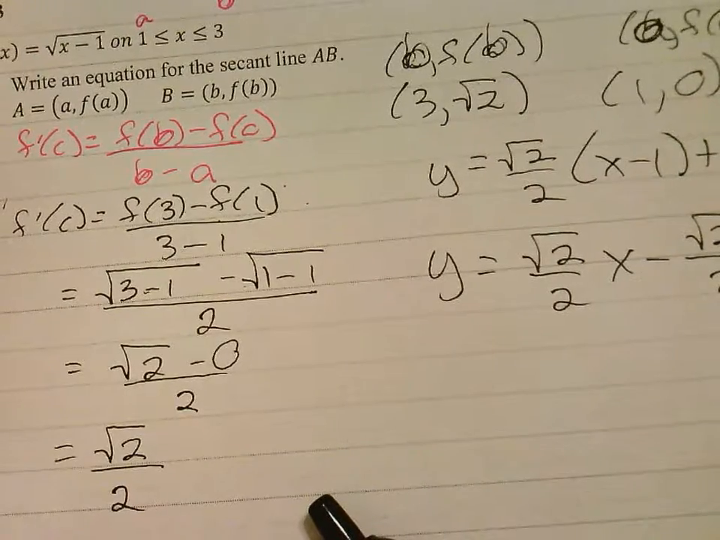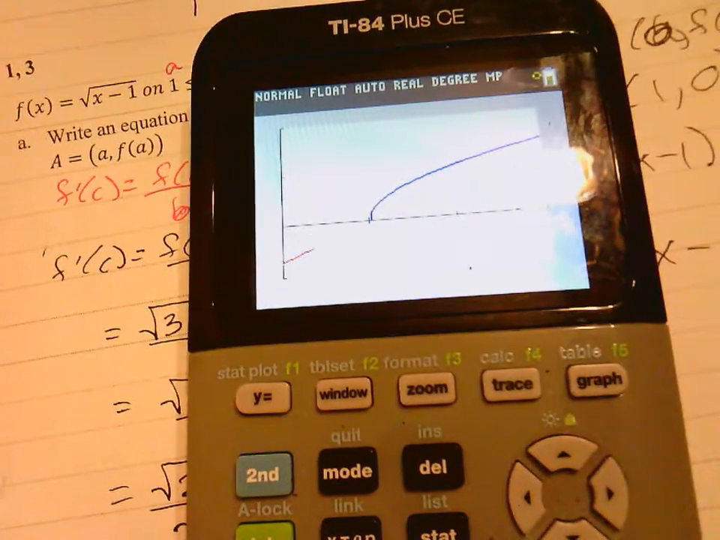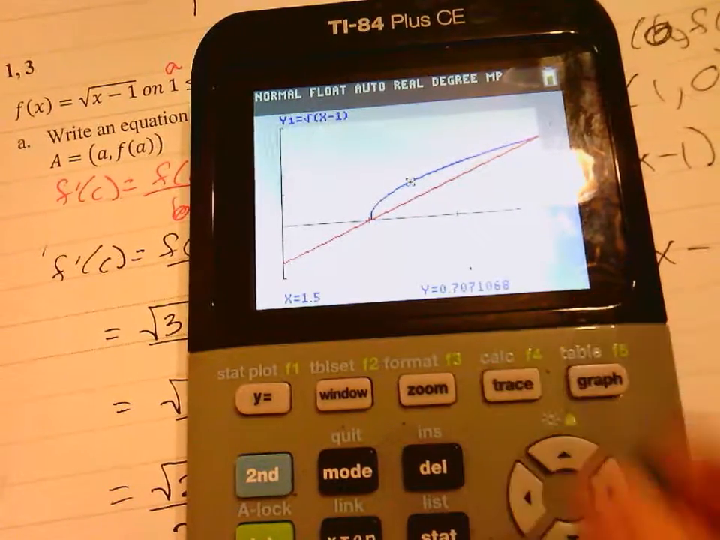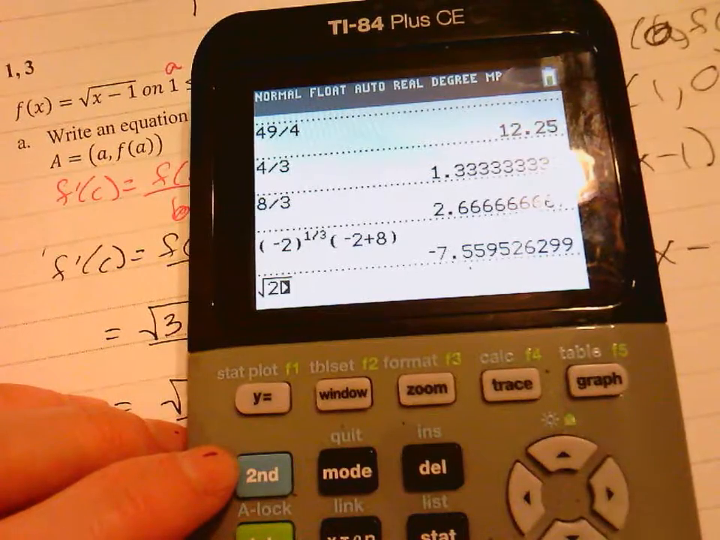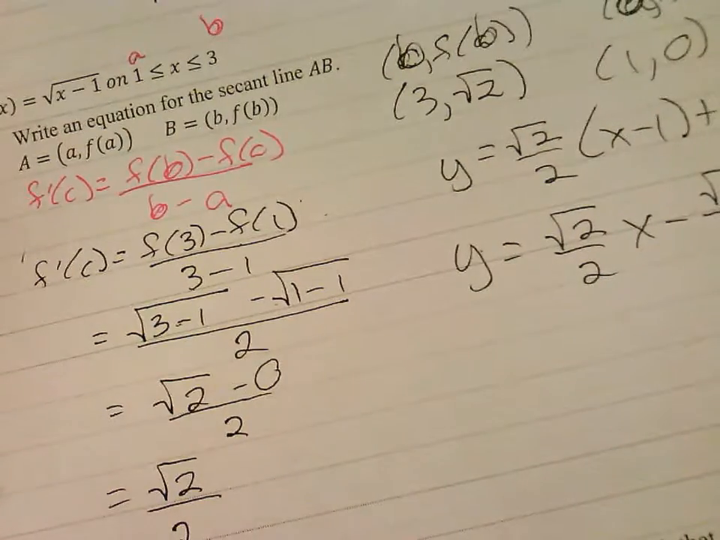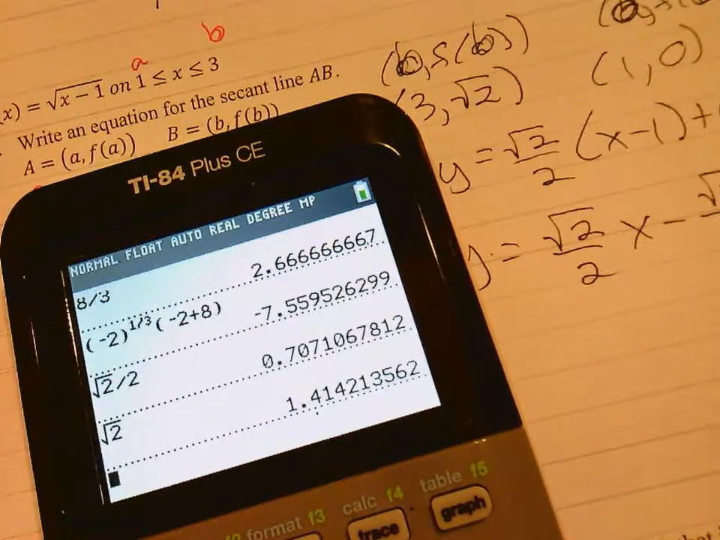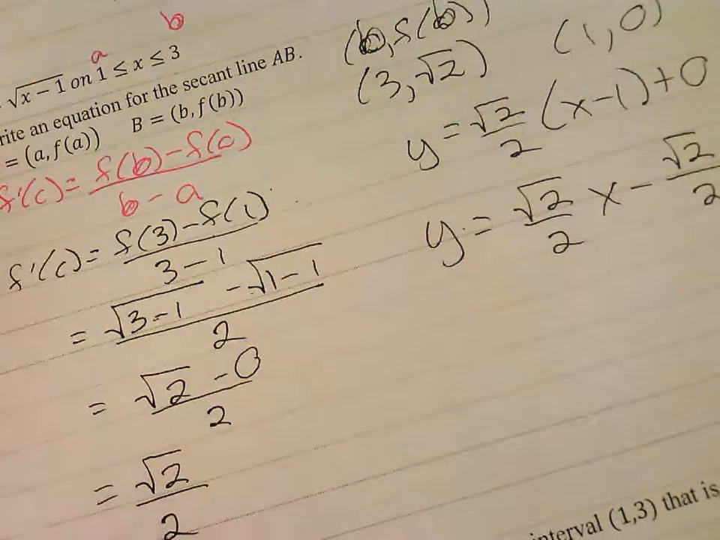And I actually have this in the calculator ready to go. Okay, so let me show you that. So there's 1. So it's 1, 0. And then where it's going to cross is going to be 3, square root of 2 over 2. If I put trace here, 3, square root of 2 over 2. Oh, it's just square root of 2. Yeah, 3, square root of 2. Duh. There you go. See? Graph, trace, same thing. Okay, now we're on B.